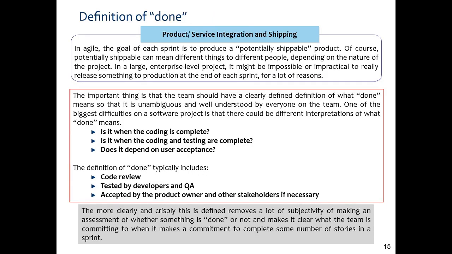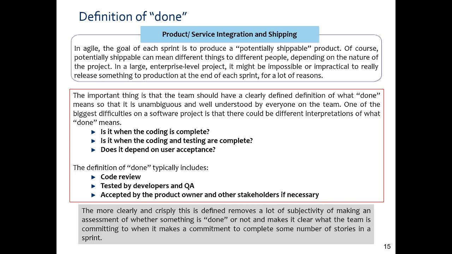Definition of done. When can you say that you have achieved the sprint outcome, or you have a potentially shippable product? There is a difference between a potentially shippable item and a shippable item. A shippable item is an all tested okay kind of item. So is it when the coding is complete? Is it when the coding and testing are complete? Does it depend on user acceptance?